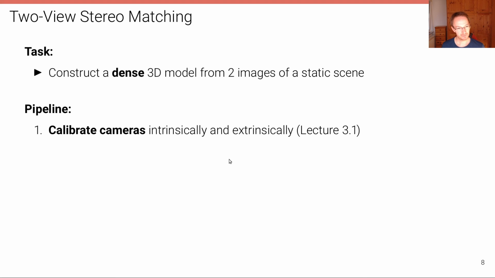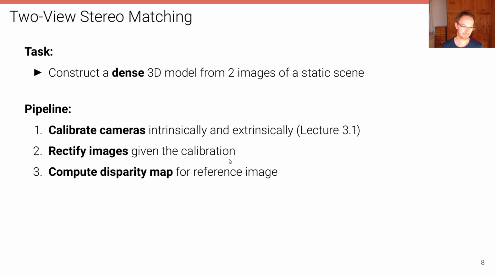So the pipeline is as follows. We first calibrate the cameras intrinsically and extrinsically, as we discussed in the last lecture. Then we rectify the images given this calibration. And what rectification means, we're going to discuss today. It's basically the process of bringing the images into a format that's easier to process using these stereo matching algorithms. And then we compute this displacement, this disparity map for the reference image.